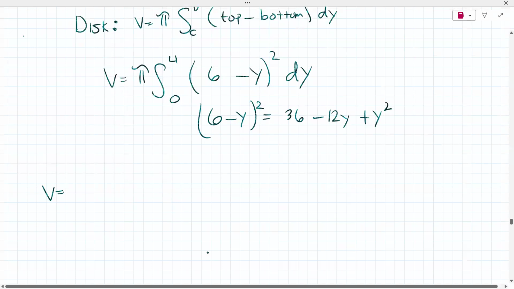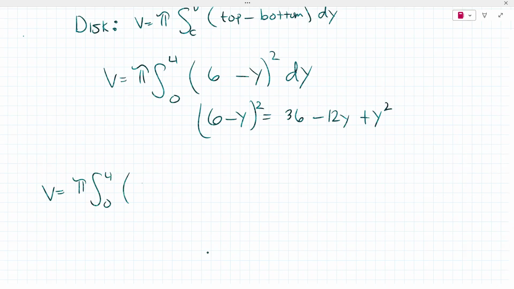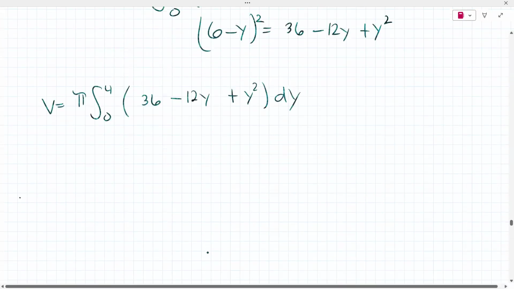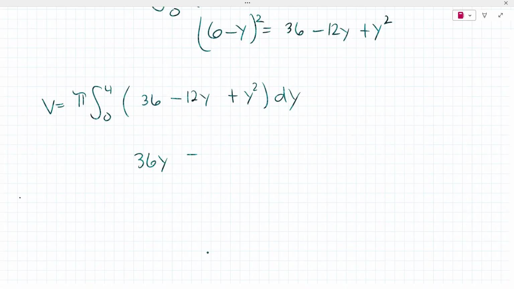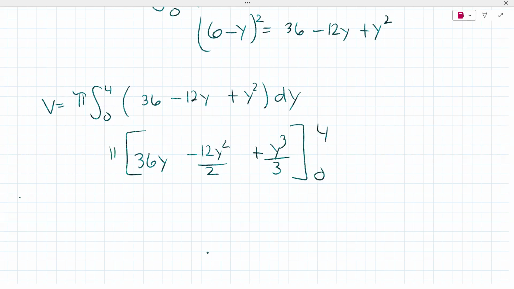So our volume is going to be the integral from 0 to 4 of 36 minus 12y plus y squared dy. So the integral of 36 is 36y. The integral of negative 12y is negative 12y squared over 2. The integral of y squared is y cubed over 3. And then we're going from 0 to 4, and then don't forget we took out a pi.